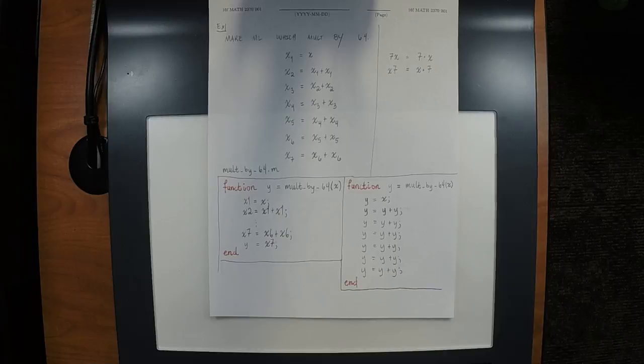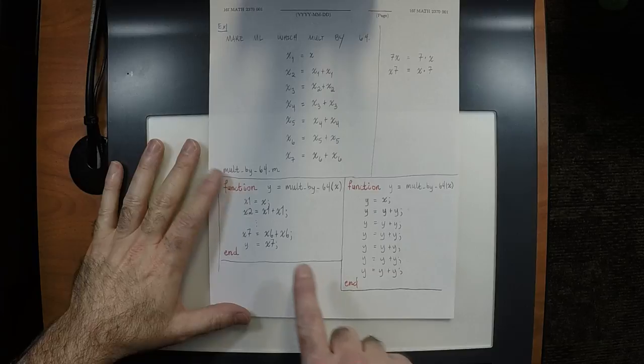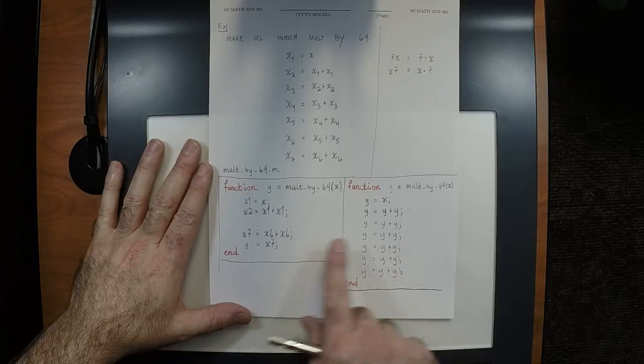Did you have a question, a comment? Yeah, just a comment. But let's say it was multiplied by 96. If we use the left one, we could just have the last line be y equals x7 plus x6. Okay, I like that. We'll get to that in a minute. But for now, is this okay?